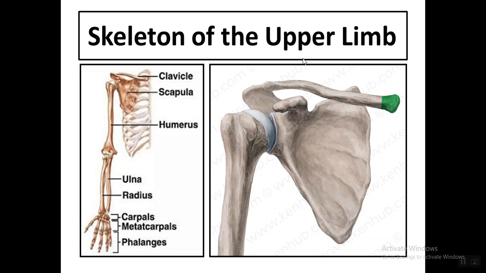Skeleton of the upper limb consists from the clavicle, scapula, the humerus, radius, ulna, and the bones of the hand that consist from the carpal bone, metacarpal bone, and the phalanges. So this is the skeleton of the upper limb.